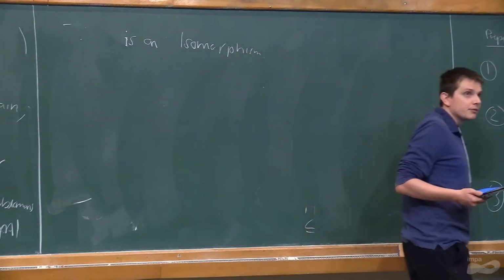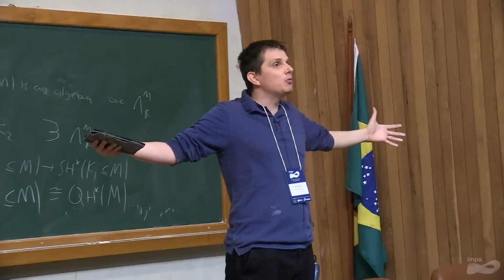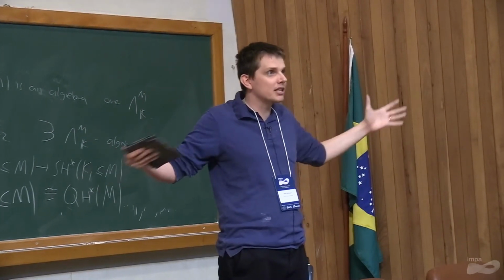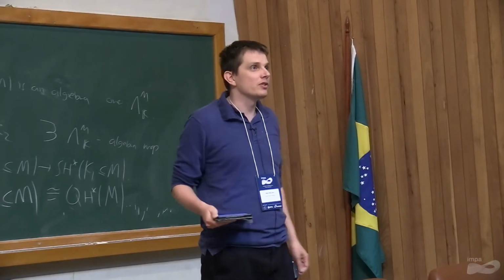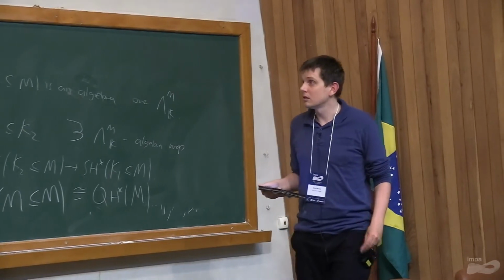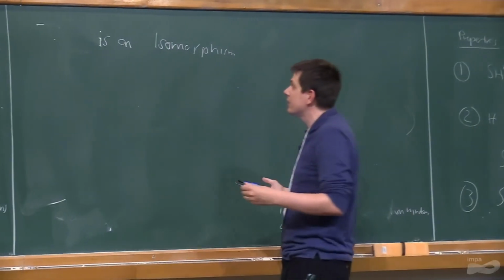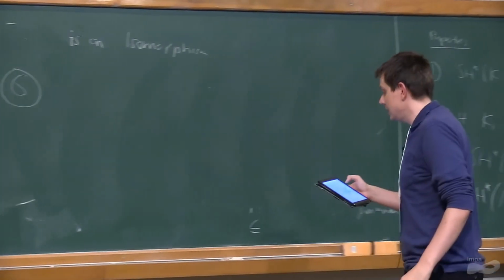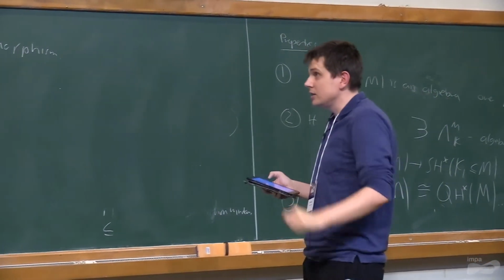For instance, if I take a really large disk inside CP1 and a really small disk inside that large disk, then this Viterbo transfer map is 0. It's not an isomorphism. And then the last property, sorry, not axiom, property, is the one that enables us to ignore these orbits.